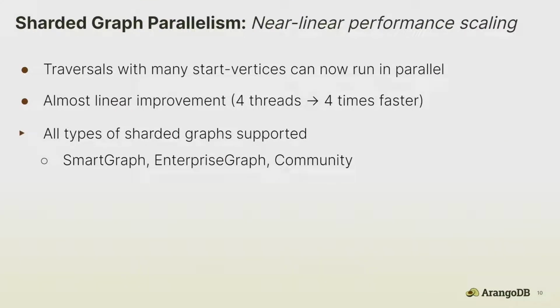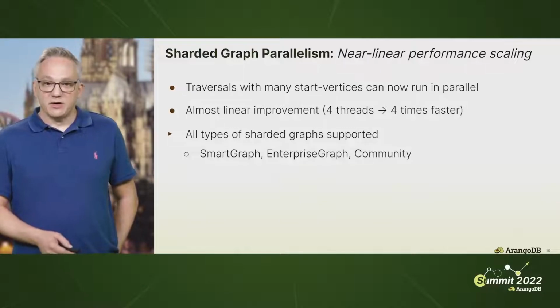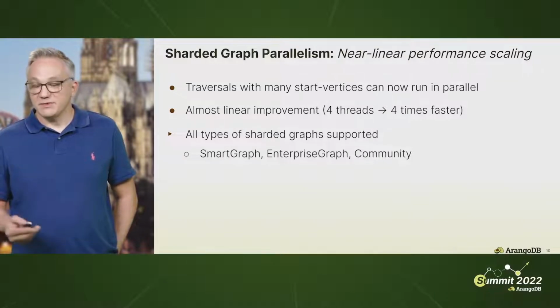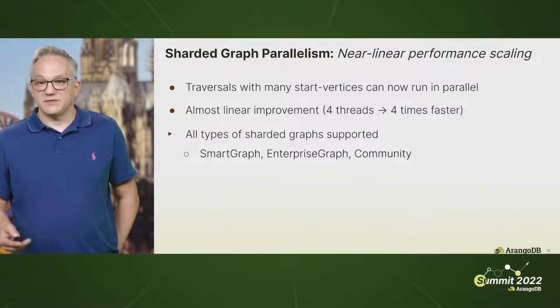The next one is sharded graph parallelism. What that simply means is, if you have graph traversals that have many start vertices, you can run the traversals from these different start vertices in parallel. Depending on how many threads you assign to a query, you can make it that many times faster. So let's say 4 threads means the whole query will run 4 times faster.